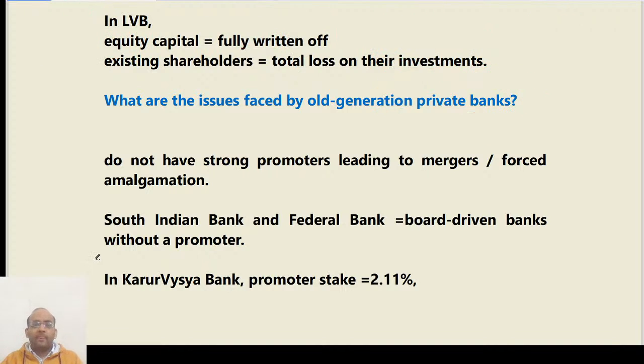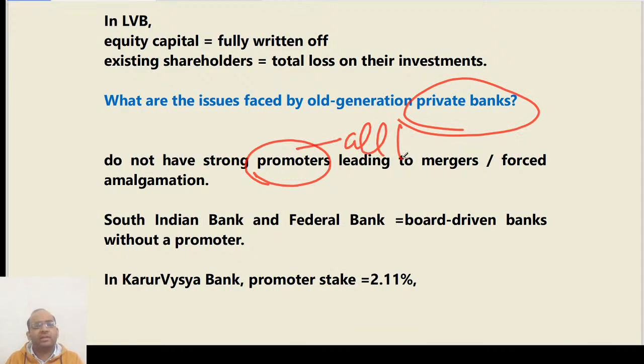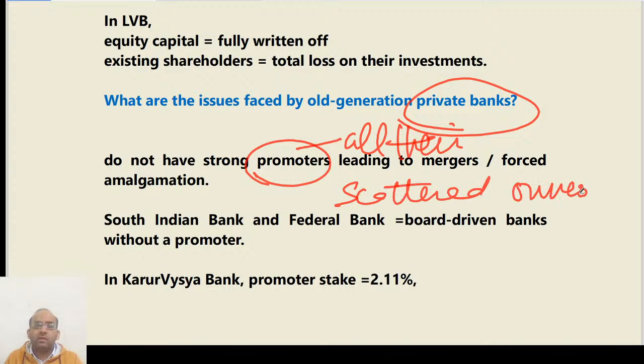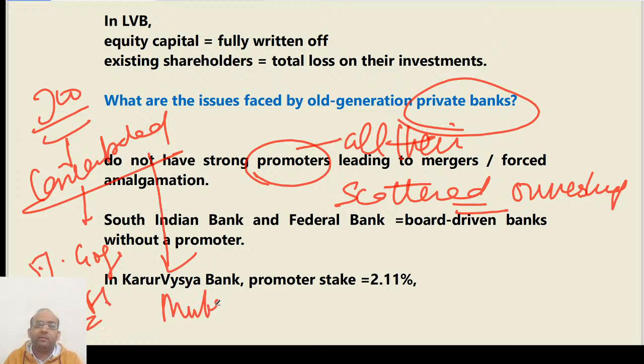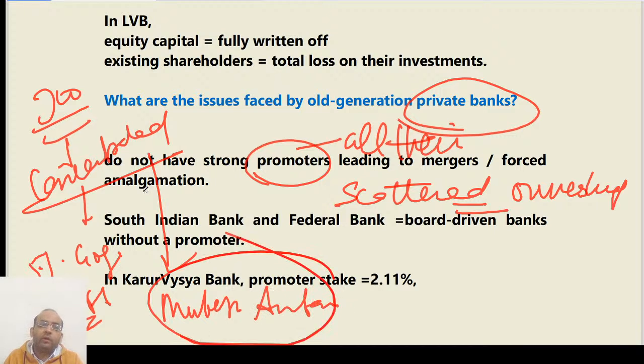Now what happens? The promoters of private banks sell all their shares. They sell all their ownership, just like Sachin Bansal did with Flipkart. And now these banks have quite scattered ownership. Scattered ownership means, like in Jio you have concentrated ownership. Jio may have a 5% share to Google, 3% share to Facebook, etc. But the majority shareholder is Mukesh Ambani. So Mukesh Ambani has full control over Jio.